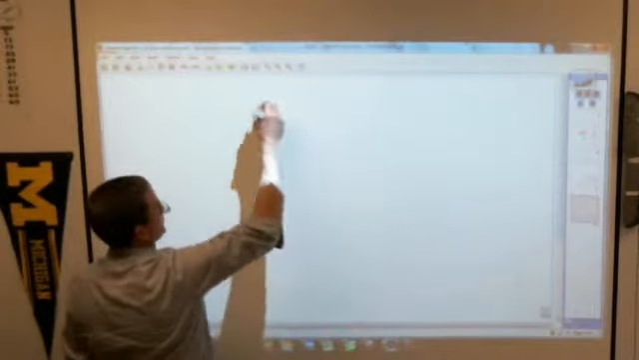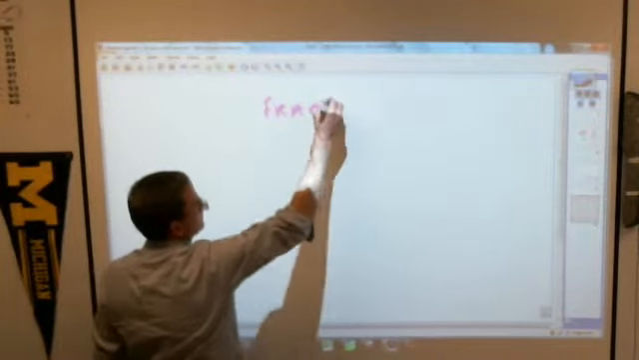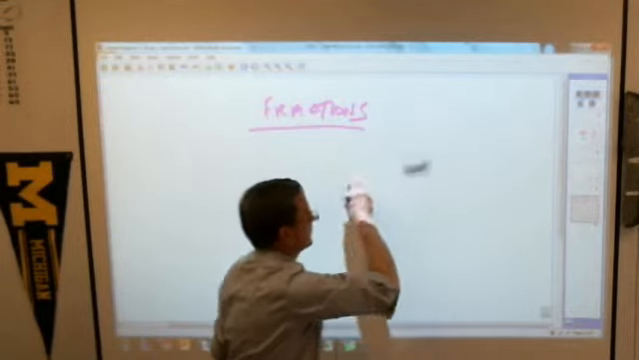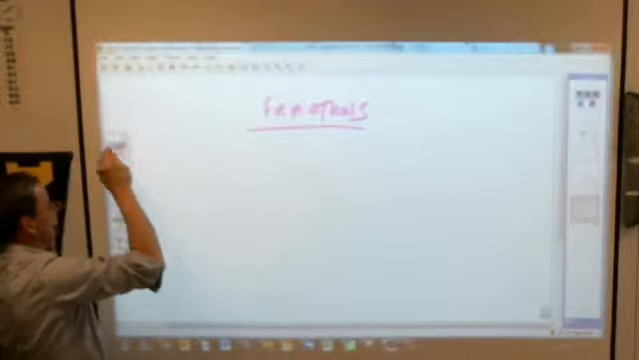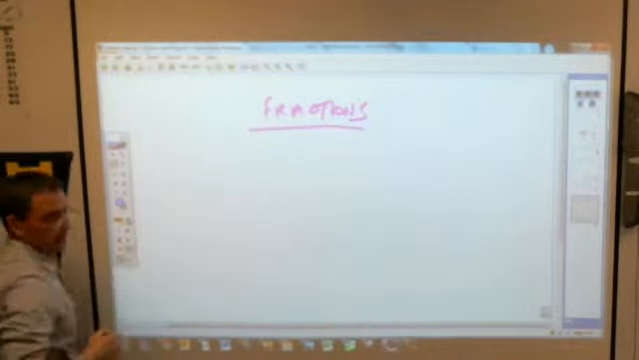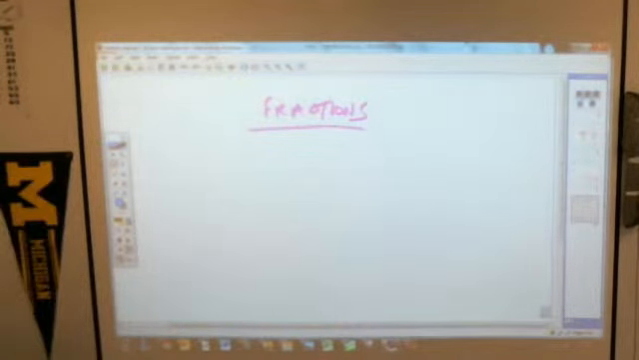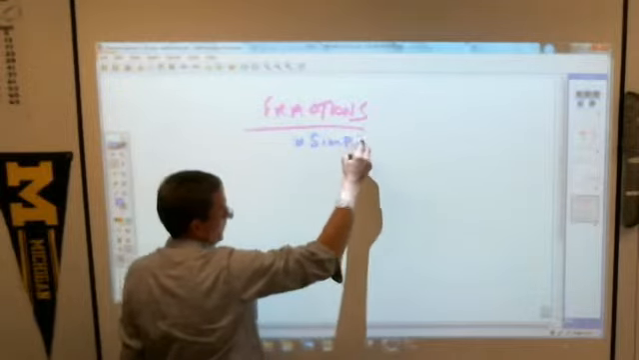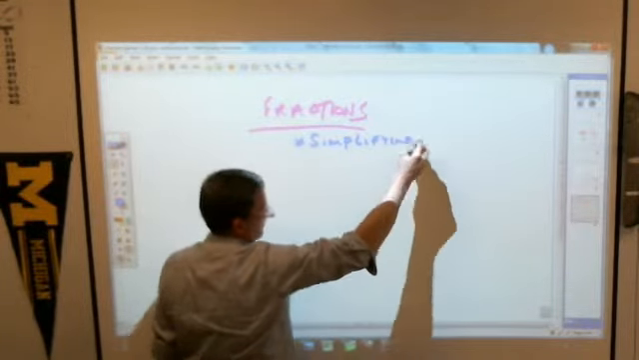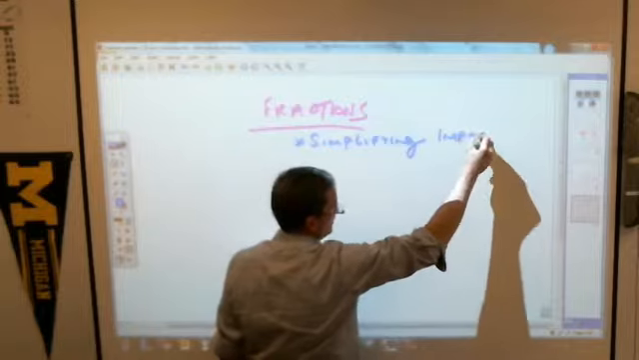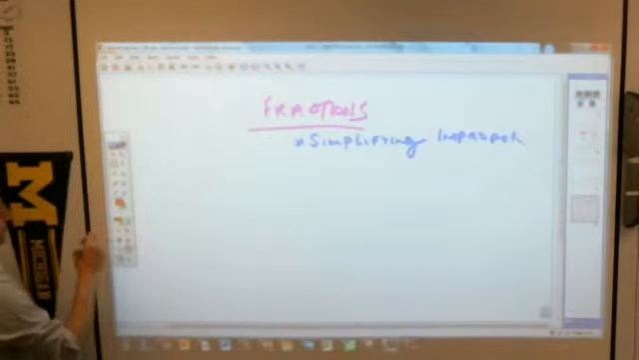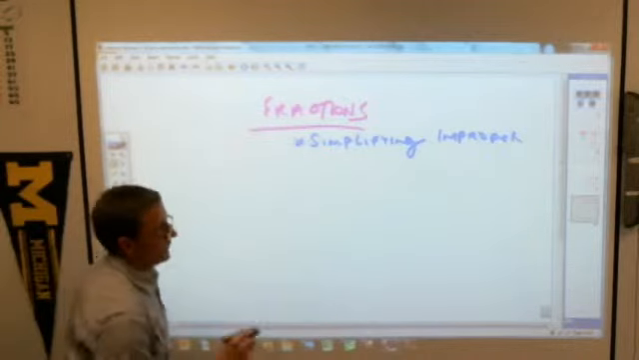So under fractions, a little subheading would be basically just simplifying it, but simplifying improper, which is nothing more than this. And by the way, when you say simplifying, there's really like two things you can do when you simplify something.